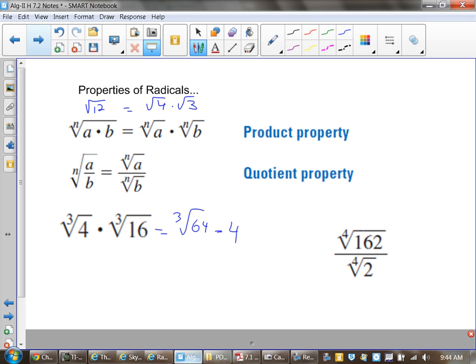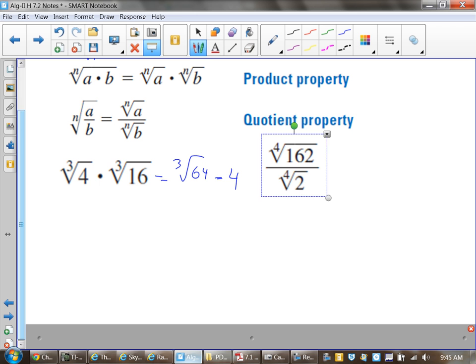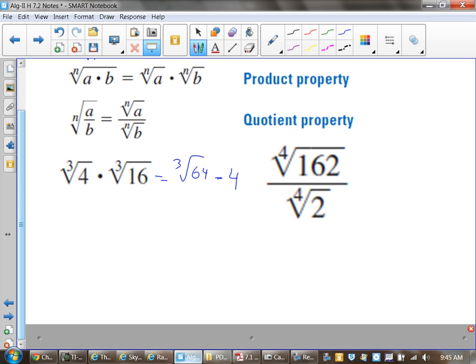Same thing with the division. If you look at the division one, I have the 4th root of 162 over the 4th root of 2. Now, do they both have the same nth root? Now, if they have the same nth root, can I rewrite this as the 4th root of 162 over 2? What's 162 divided by 2? What's the 4th root of 81? Very good.